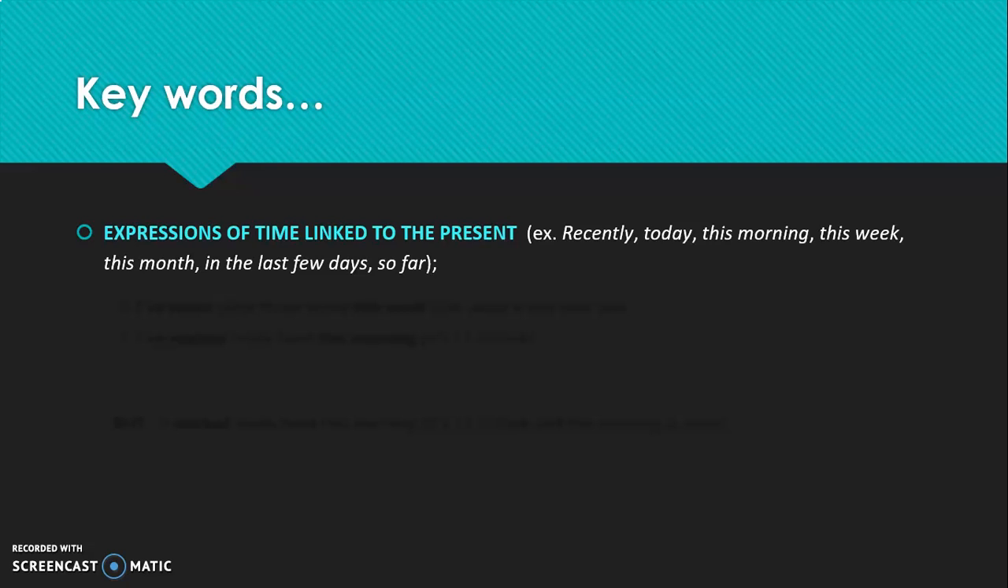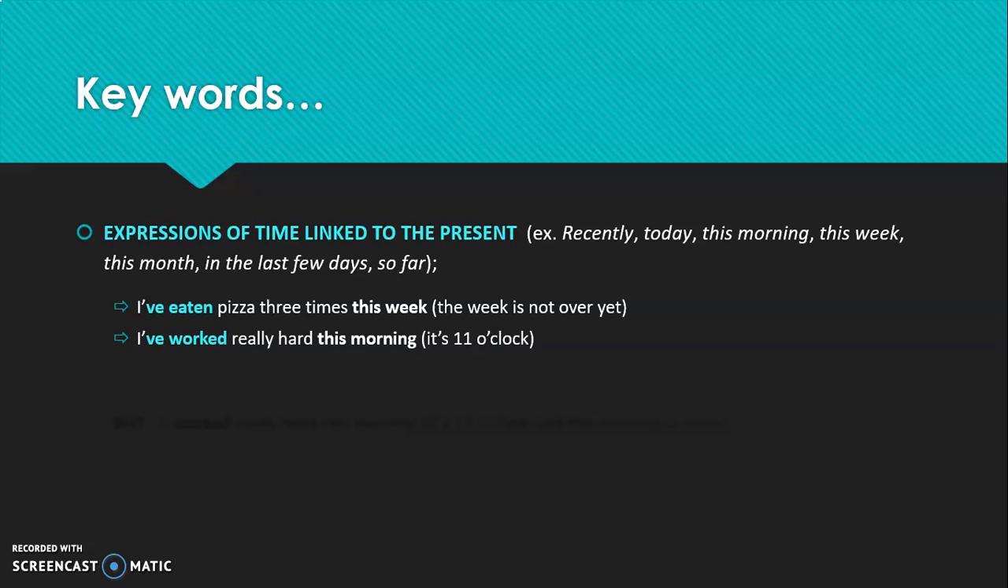So first of all, we have expressions of time linked to the present, such as recently, today, this morning, this week, this month, in the last few days, and so far. And here are a couple of examples. I've eaten pizza 3 times this week. Okay, and probably I'm still in the week. Okay, the week is not over yet, and I'm already talking about how many times I've eaten pizza. And well, 3 times is quite a lot.